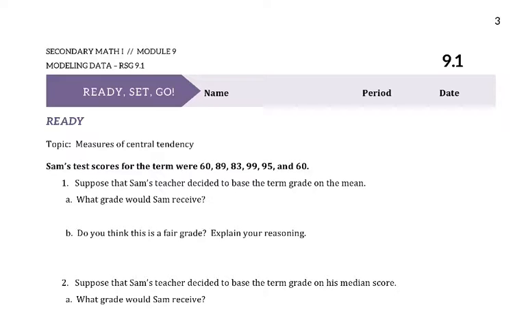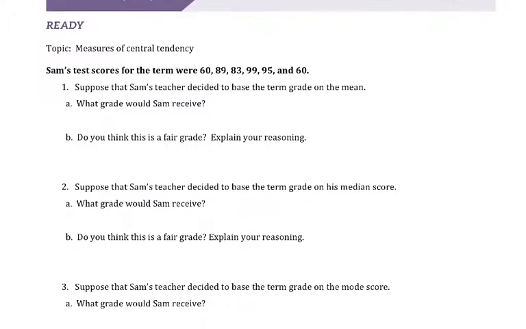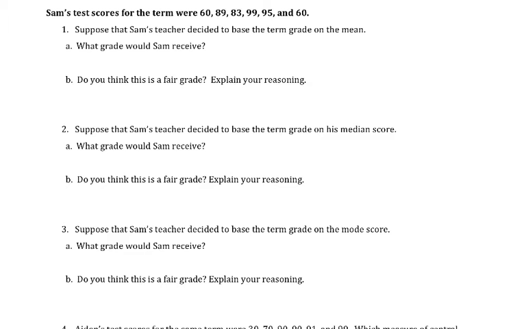Alright, Math 1, 9.1. Sam's test scores for the term were 60, 89, 83, 99, 95, and 60. So what if we did the mean of that? We'd add them all up and divide by how many we had, right? If I add all these up, obviously using a calculator would probably be the easiest way to do this, but I'll do it by hand.